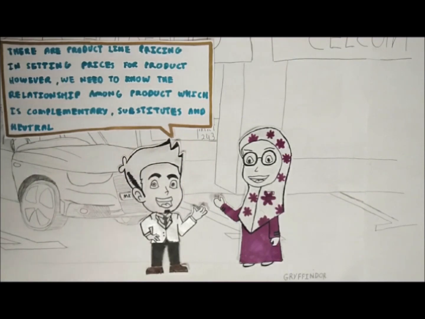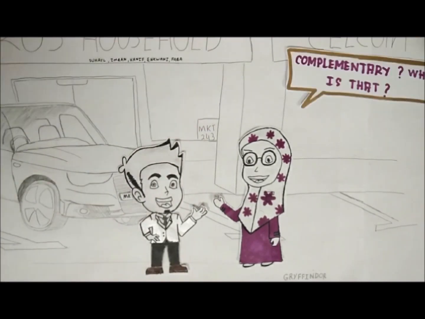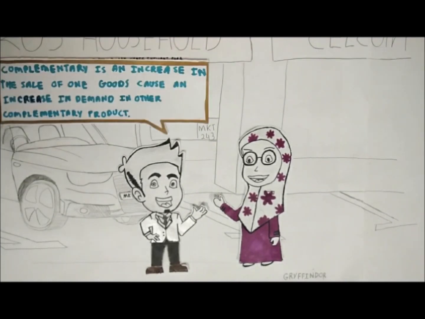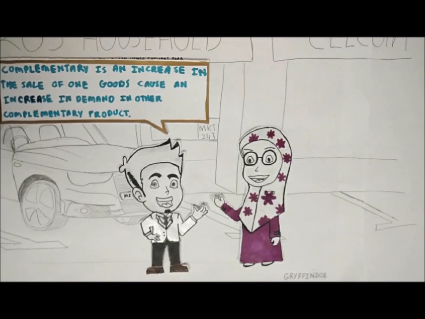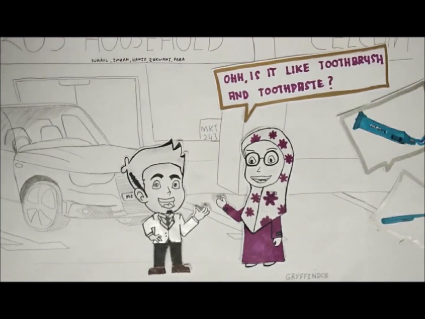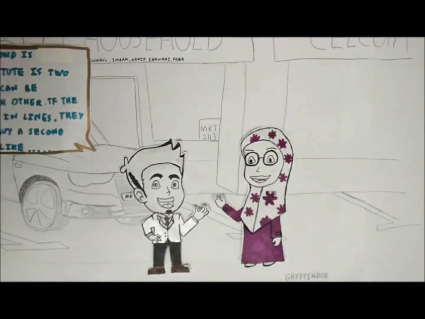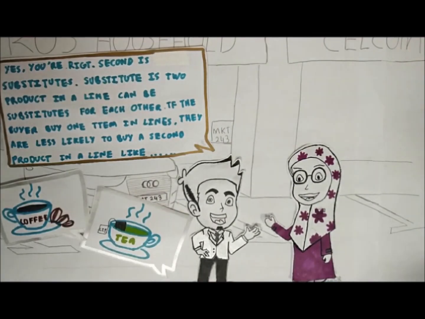However, we need to know the relationship among products, which is complementary, substitutes and neutral. Complementary? What is that? Complementary is when an increase in the sale of one good causes an increase in demand for the other complementary product. Oh, you mean like toothbrush and toothpaste? Yes, you're right.